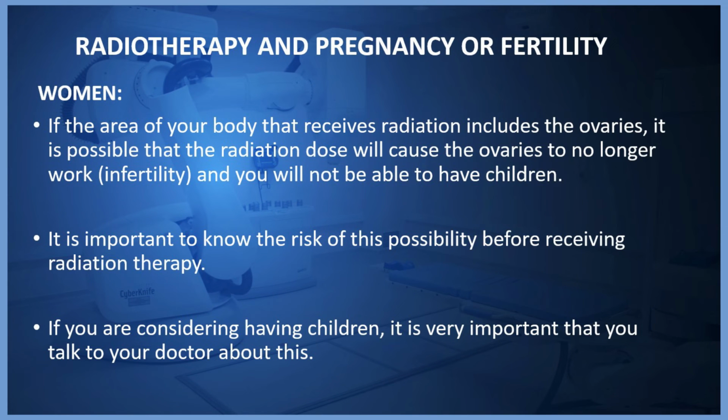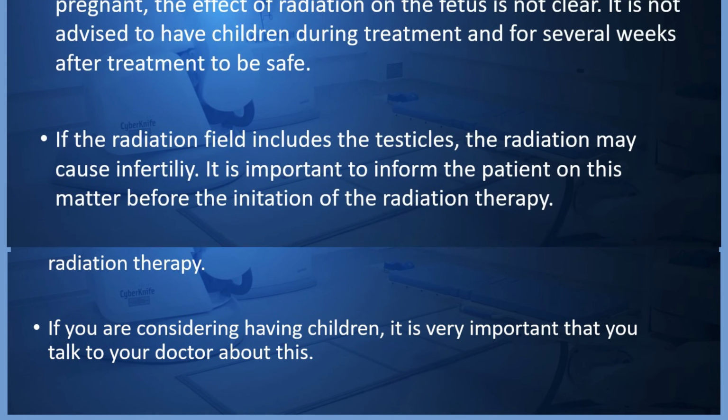Radiotherapy and pregnancy or fertility. Women. If the area of your body that receives radiation includes the ovaries, it is possible that the radiation dose will cause the ovaries to no longer work, infertility, and you will not be able to have children. It is important to know the risk of this possibility before receiving radiation therapy. If you are considering having children, it is very important that you talk to your doctor about this.